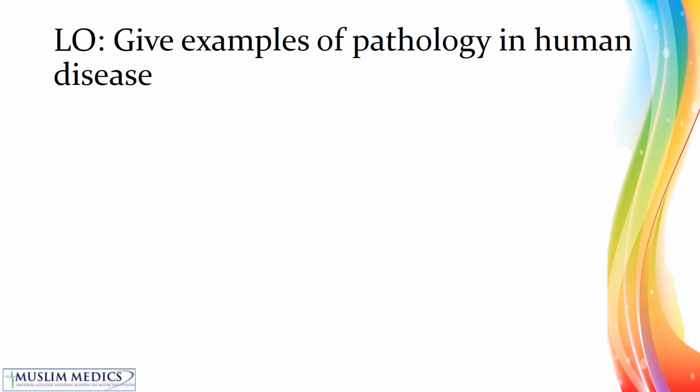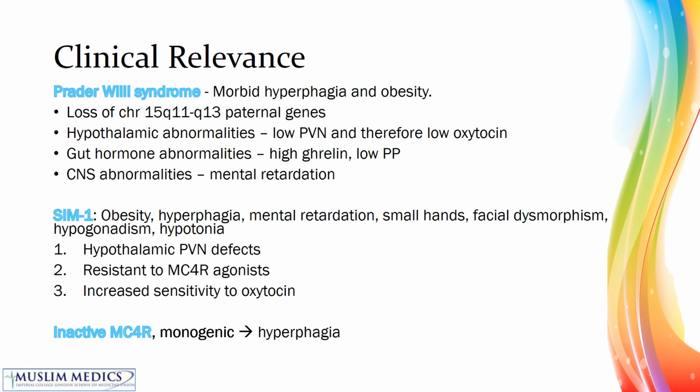So just to finish up, we're going to have a look at what happens when this regulation doesn't work. So the first condition we're going to look at is Prader-Willi syndrome, and this is when we have a loss of paternal genes. The main abnormality here is the high ghrelin that is produced, and as we know, ghrelin leads to more orexigenic hormones being produced by the hypothalamus, and therefore the person will have a constant feeling of hunger.